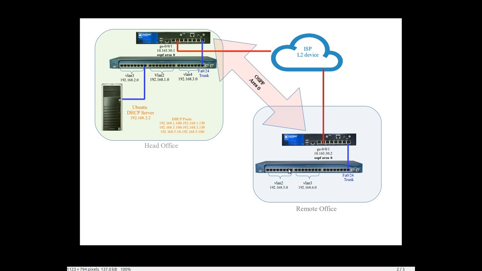At the remote side we also have a layer 2 switch with VLANs and SRX 210 as an edge router, and inter-VLAN routing is implemented using a router on a stick configuration also. So let's start with the router on a stick configuration.